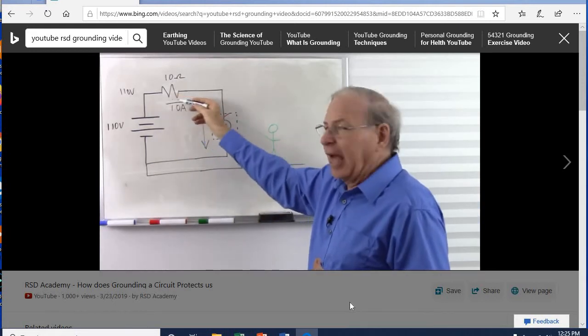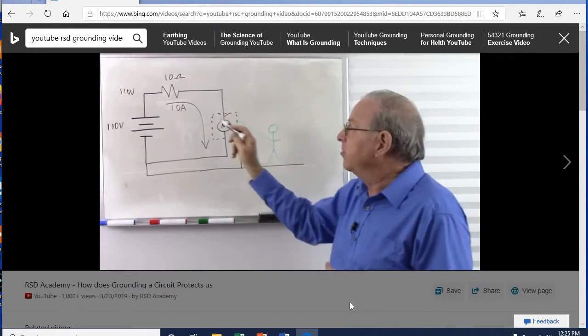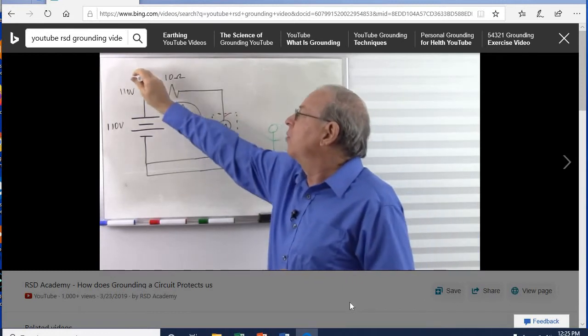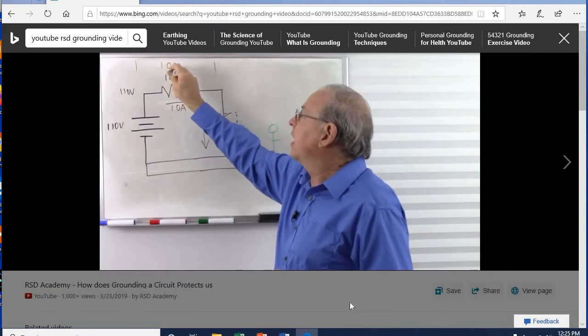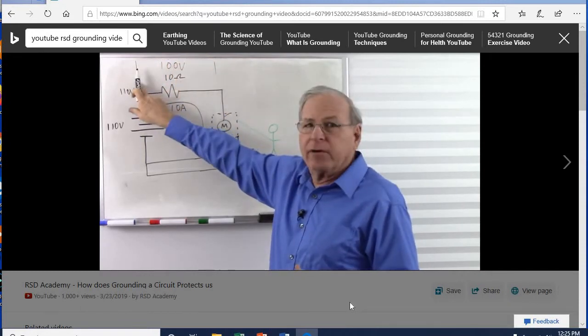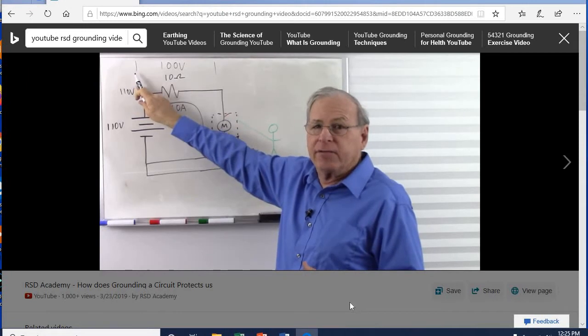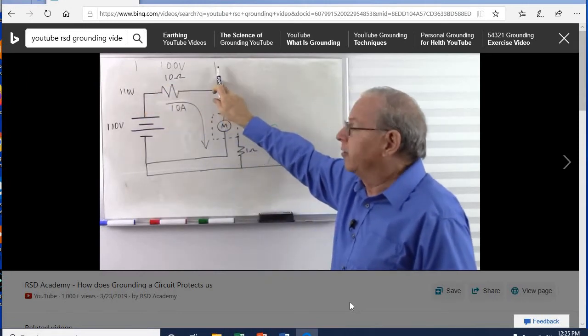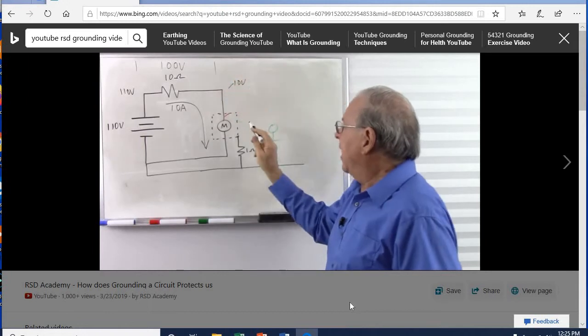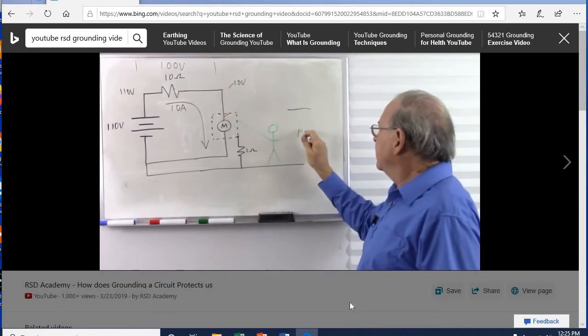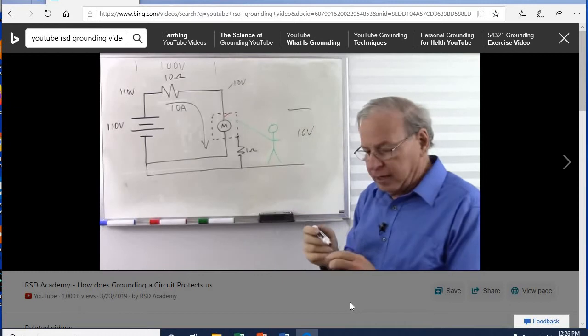But that 10 amps has to come through that resistance. So what happens? 10 amps coming through 10 ohms. I'm going to develop 100 volts across that. So I start with 110 volts. I lose 100, leaving me with 10 volts here. And now I've only got 10 volts across me.